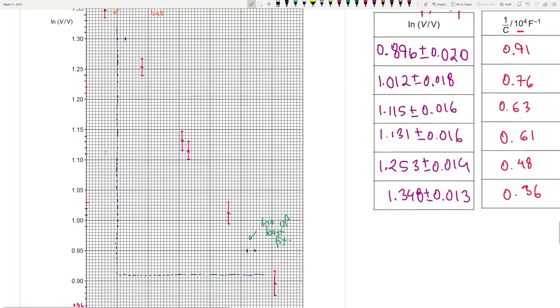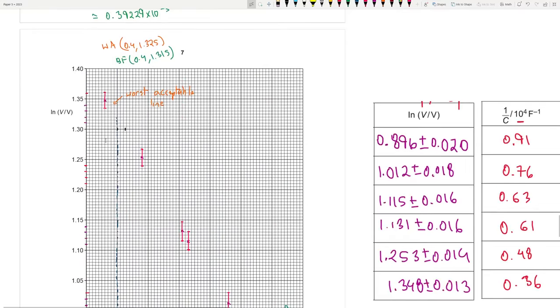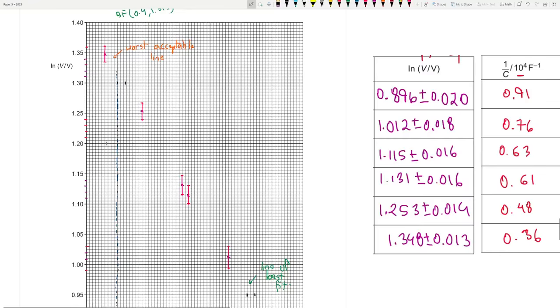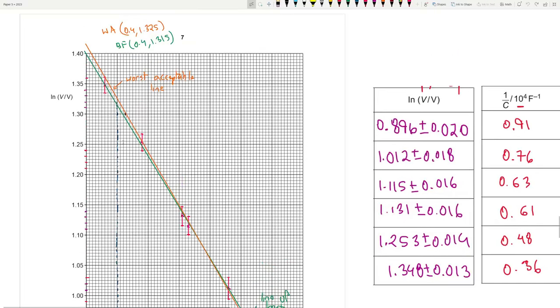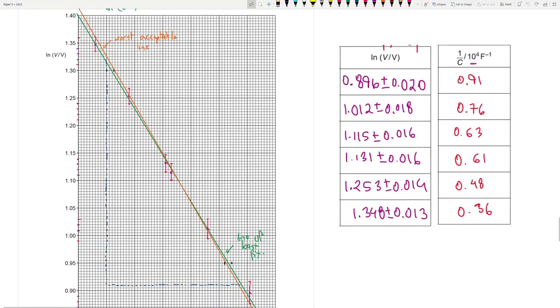1.348 at 0.36, 1.36, yeah. So that is that. And you can draw the error bars afterwards. According to my diagram, it should be close enough. And then we have to draw the worst acceptable line and the line of best fit.